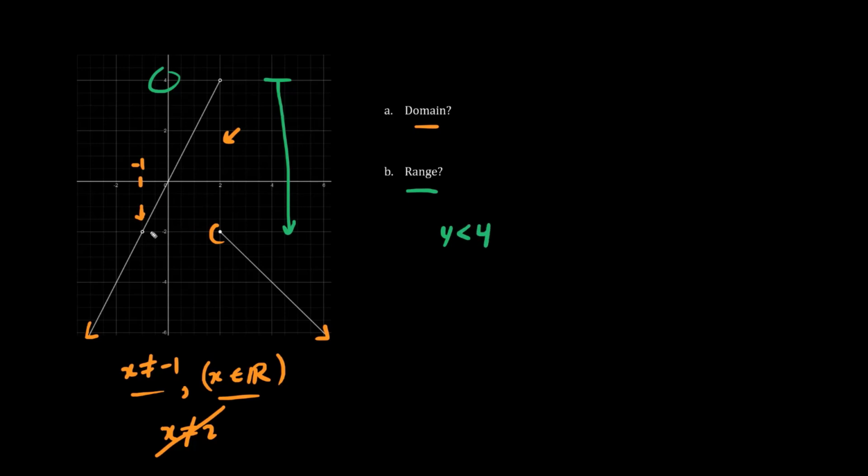Now what about this part here? We might be tempted to say that y does not equal negative 2 because of this hole. However, when it comes to the y values, the y value, negative 2, is filled in with this point over here. So it would be a mistake to write this. So the only range restriction is y is less than 4. Alternatively, we can write negative infinity all the way to 4, soft bracket.